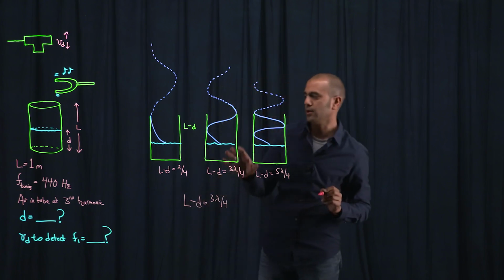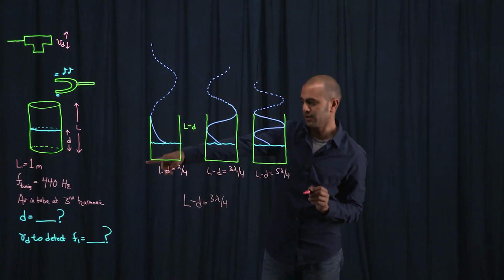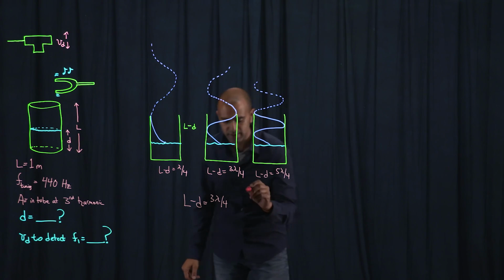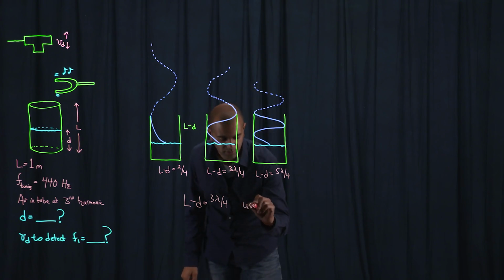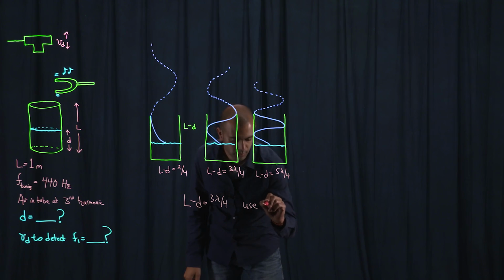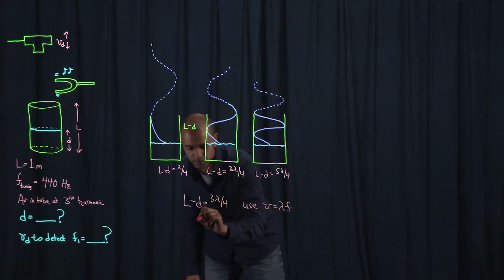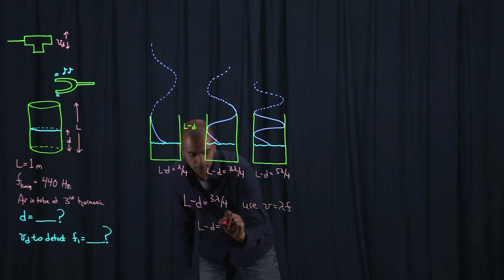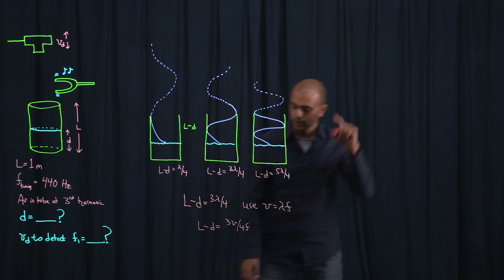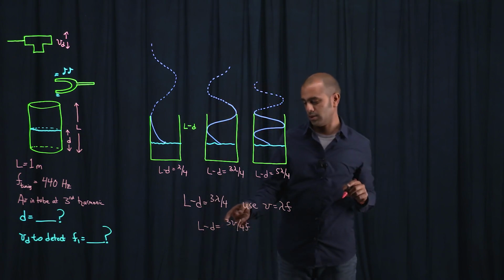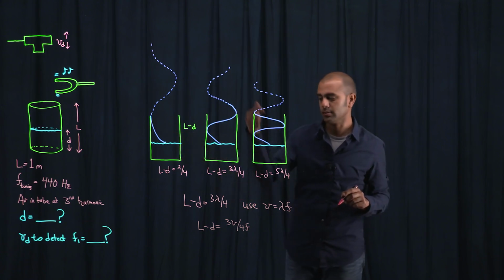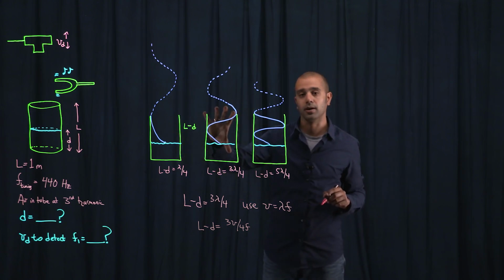Now, we're not given the wavelength of the wave. We're given its frequency instead. So let me use the fact that the frequency and the wavelength are related by the speed. Plugging that in here, you can trade out the wavelength for v over f, and you find that L minus D equals 3v over 4f. Solving that should give you the depth of the water necessary to make the third harmonic occur.